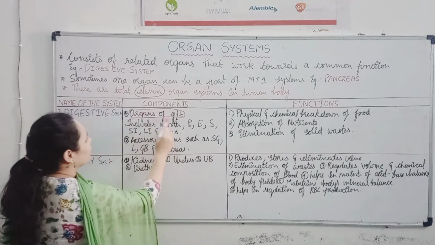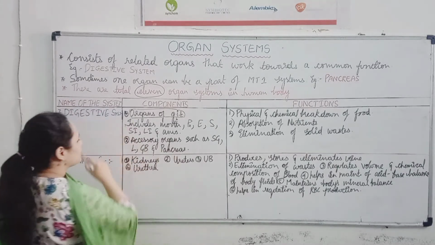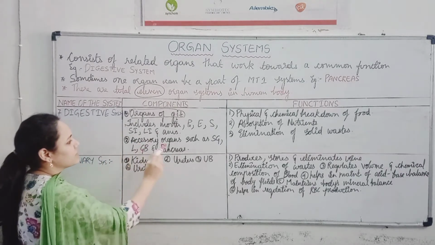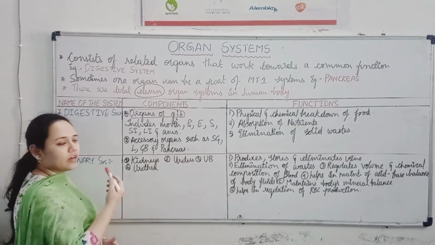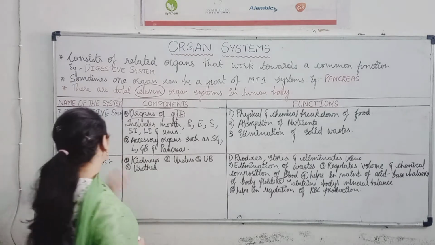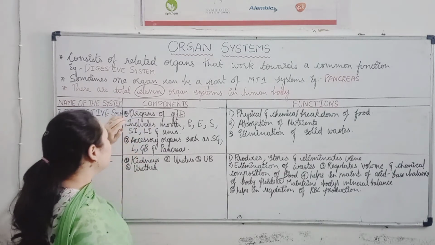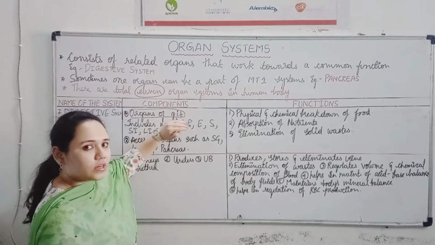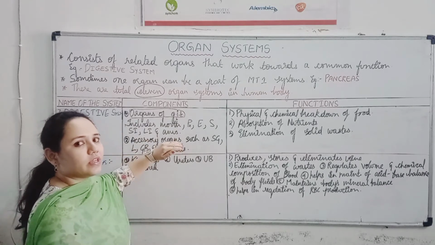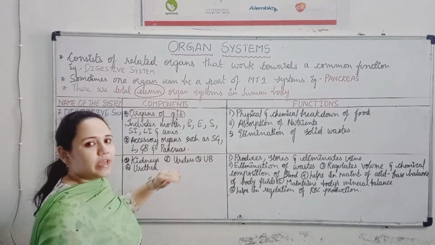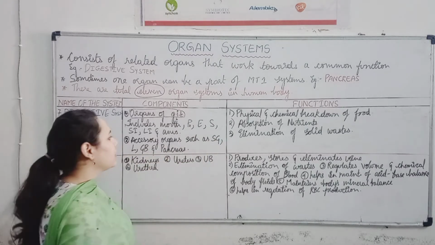And then along with organs of GIT, there are other accessory organs that are present in digestive system, such as salivary glands, pancreas, liver, gallbladder, etc. So these are the components of digestive system. So digestive system में gastrointestinal tract के organs होते हैं and along with that कुछ accessory organs होते हैं जो digestion में help करते हैं, जैसे salivary glands, pancreas, liver and gallbladder.